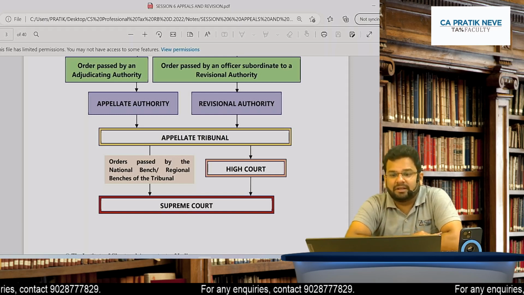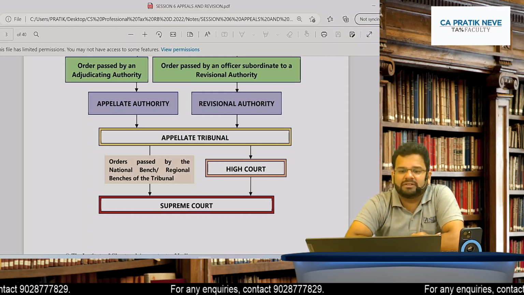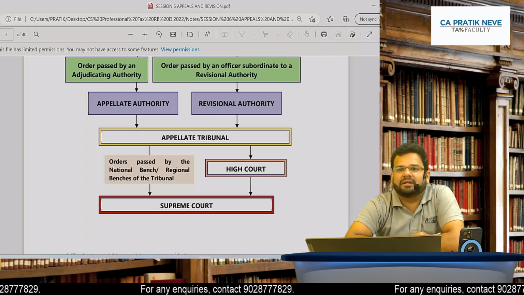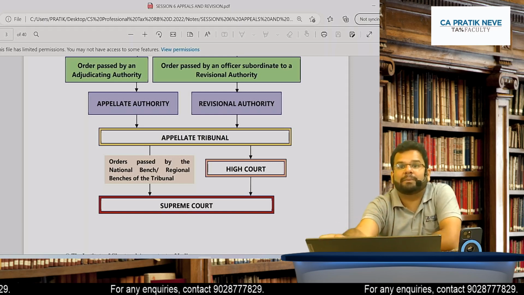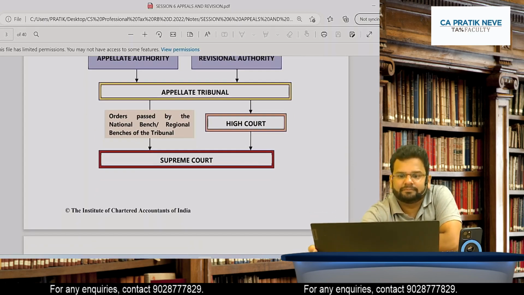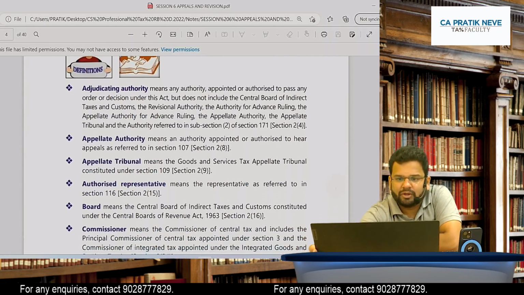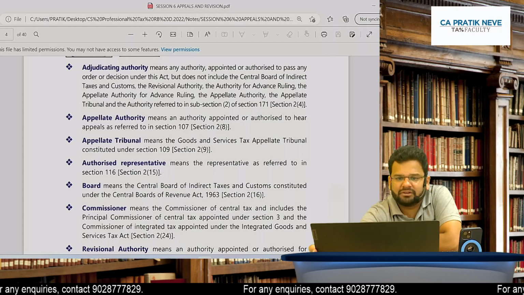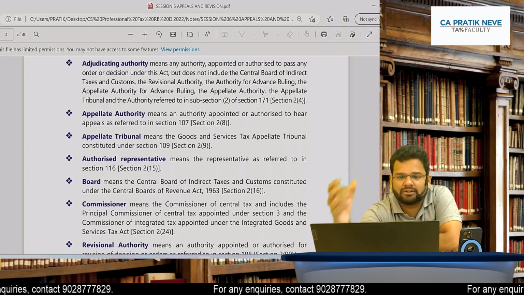Now let's dig deep into this. Before we go to the revisional authority, first let's deal with everything with respect to the appellate authority. I hope you know adjudicating authority as a concept and its definition.